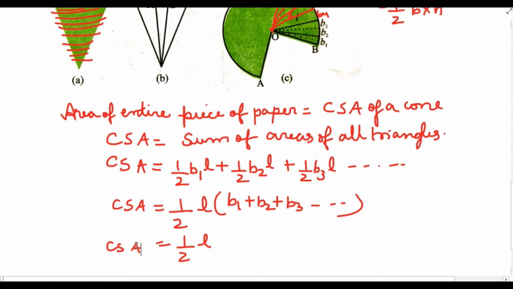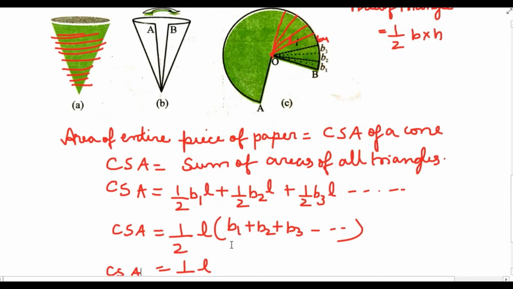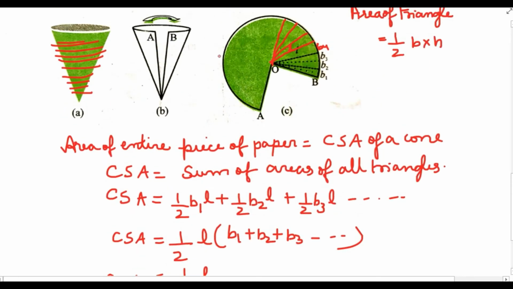Actually makes the curved portion of this figure, isn't it? b1 plus b2 etc. It makes the curved portion of this figure, and the curved portion of the figure makes up the perimeter of the base of the cone. So the perimeter of the base of the cone is in the shape of a circle. Perimeter of the base of the cone means it is actually the circumference of the base of the cone.